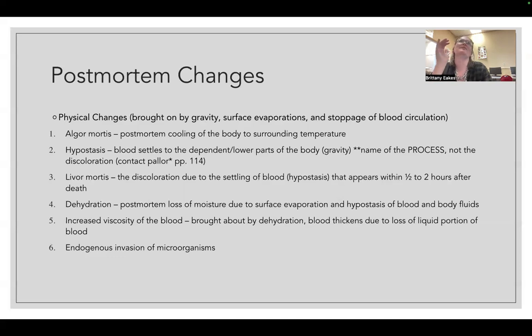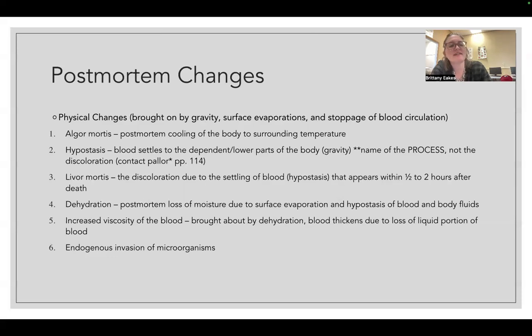And then parts of the body that weren't touching the table, there's going to be that blood discoloration because it's settling. So contact pallor. This could be the weight of the body pressing against a hard surface. So the surrounding area may be discolored, but any contact will stay pale.